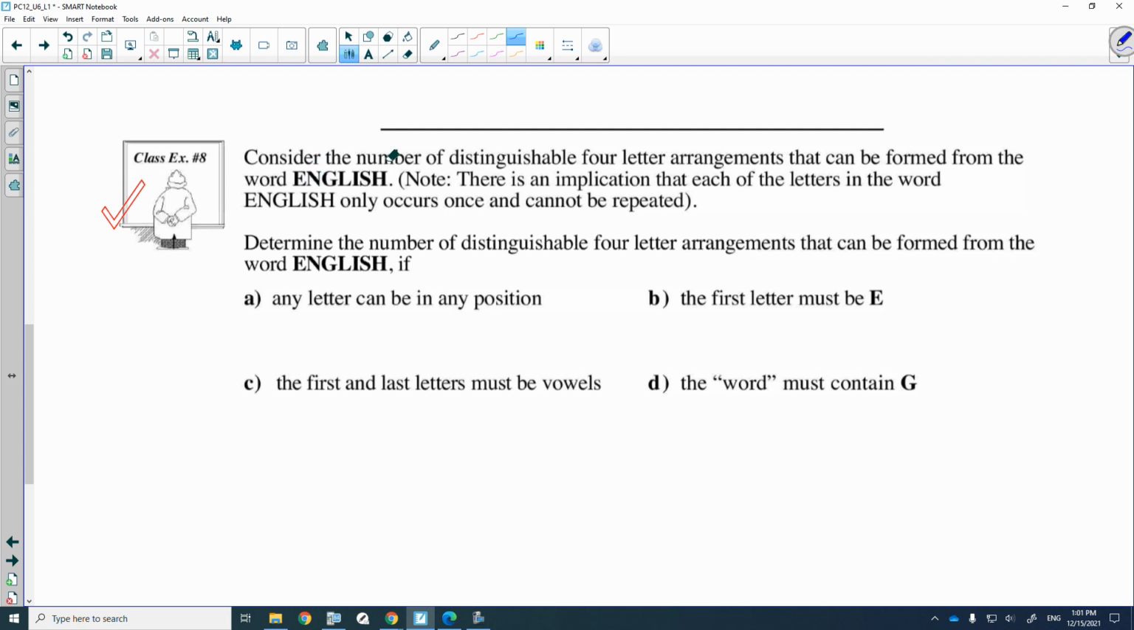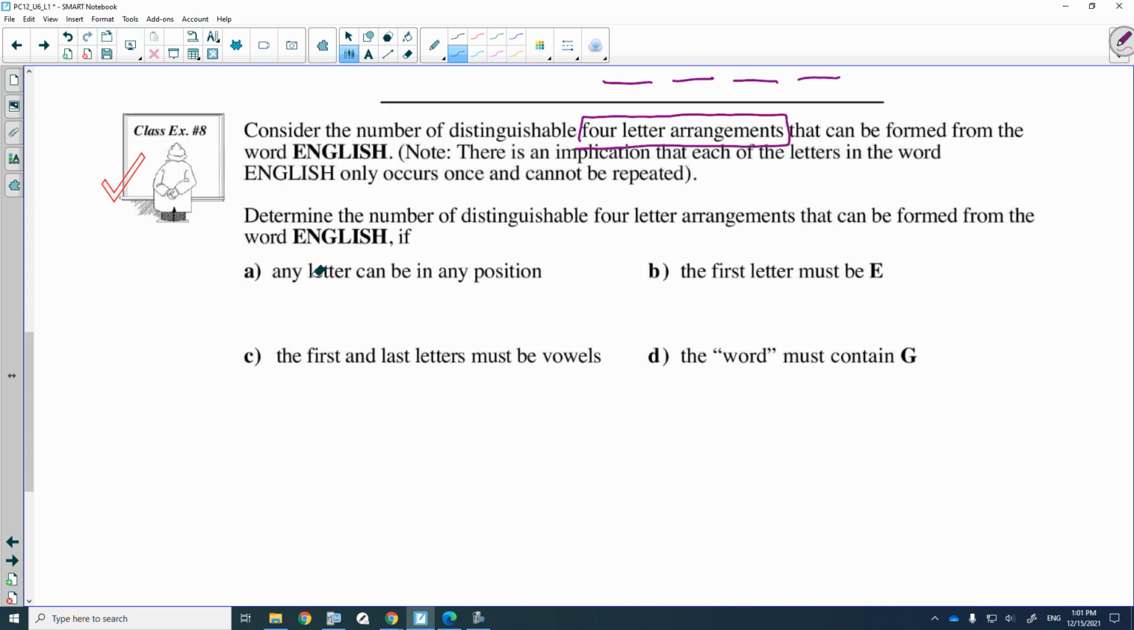What it says is consider the number of distinguishable 4-letter arrangements. So when you see 4-letter arrangements, that means 4 stages. They give us the word English, and they say how many different 4-letter arrangements can we make using only the letters in English. So A says any letter can be in any position. So you say, okay, they're asking for how many 4-letter words can be made, so 4 stages. There's no restrictions for A.